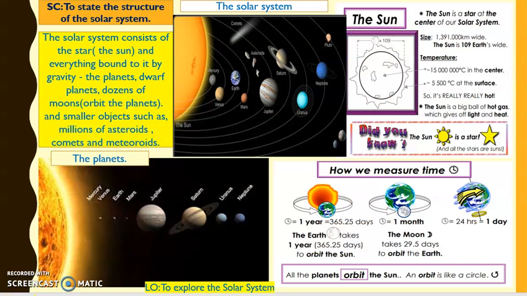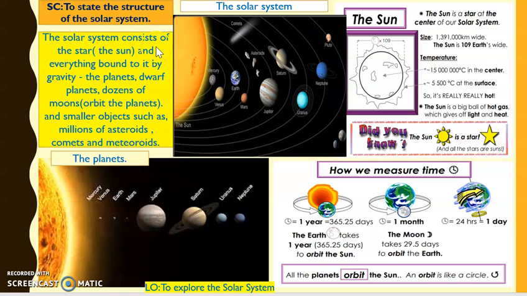The main lesson, the solar system. Success criteria. At the end of today's lesson, you should be able to describe the structure of the solar system. Our solar system is a tiny part of the Milky Way galaxy. This is a massive collection of billions of stars that are all held together by gravity.